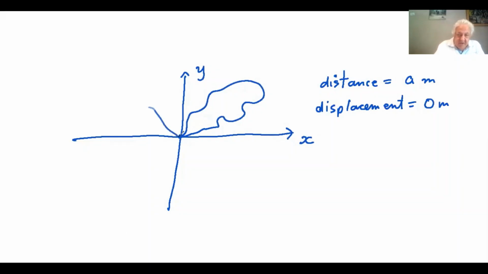Alternatively, if we move a certain distance, then this is the distance that we have moved, but the displacement is the distance from the origin to where we stopped. And it is a vector quantity. Okay, that's the difference between distance and displacement. So back to my notes.